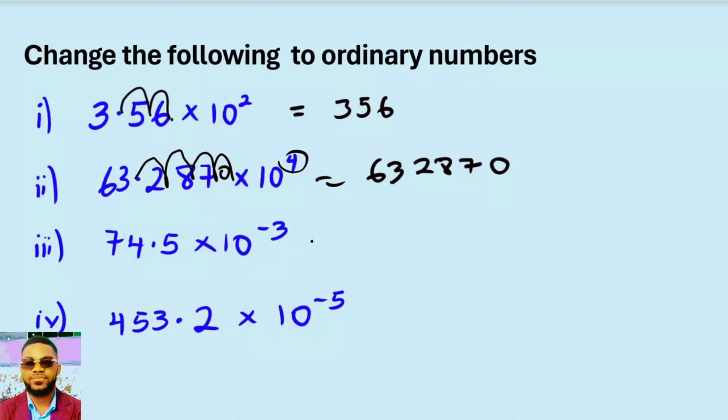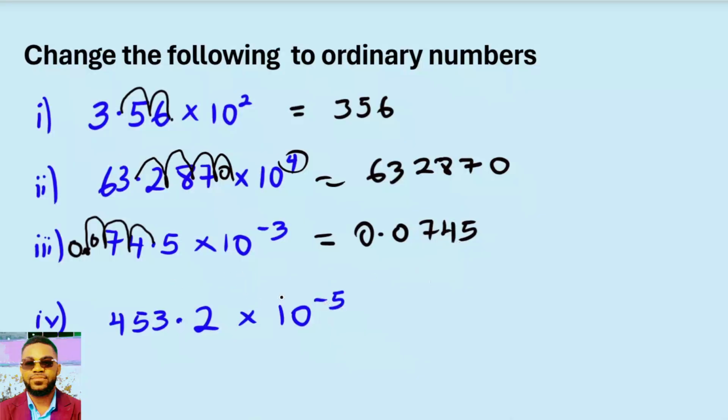Let's take the last but one, which has a negative exponent. So this time we have a negative exponent, so we are going to move to the left. So that's going to be like this, 1, 2, 3. So the point will be here. Here we have to maintain the point, and the empty space here should be filled with 0. So we're going to get 0.0745. That is it. That's very, very simple.